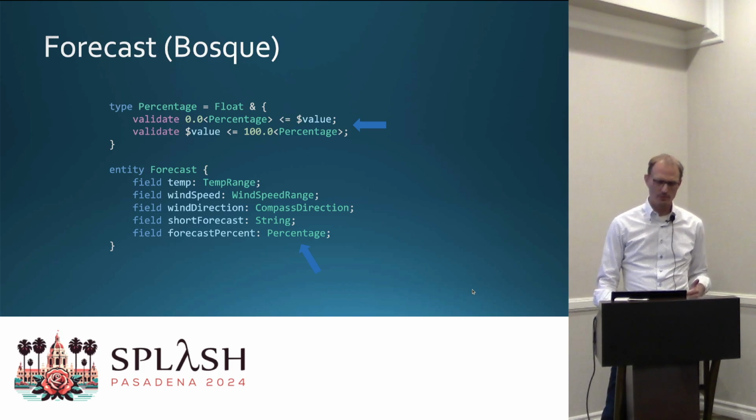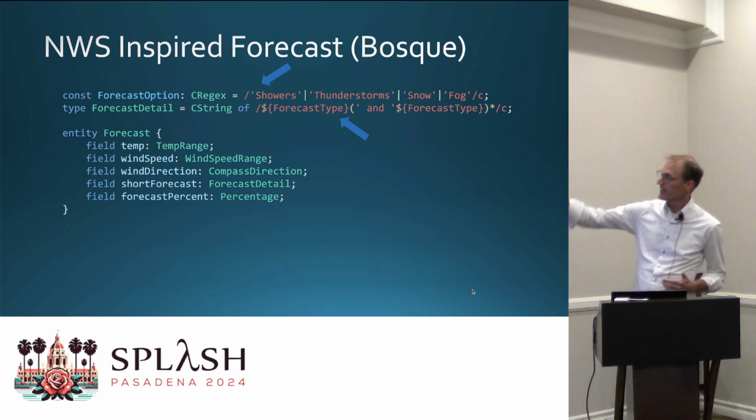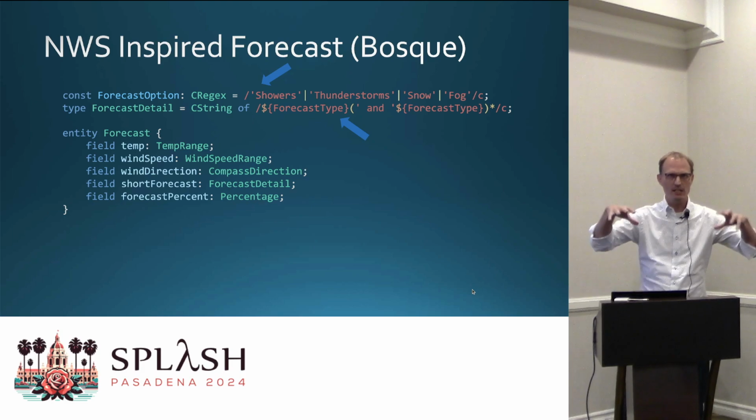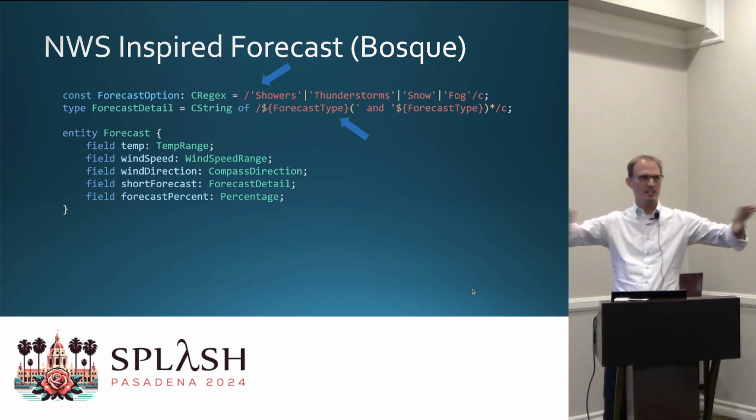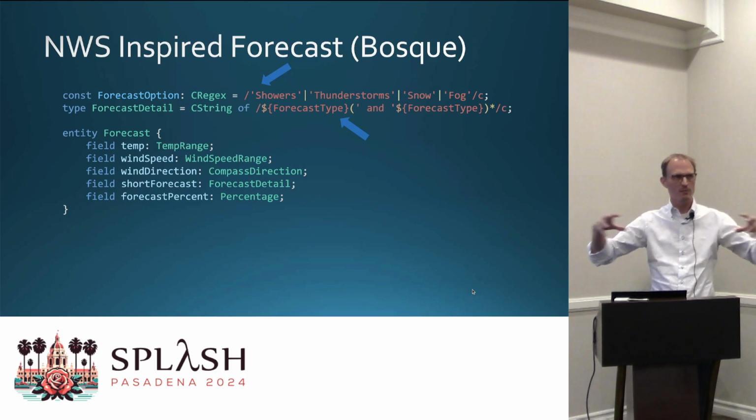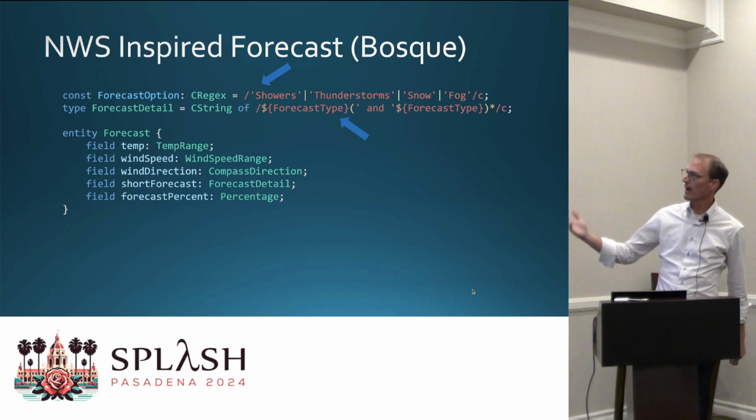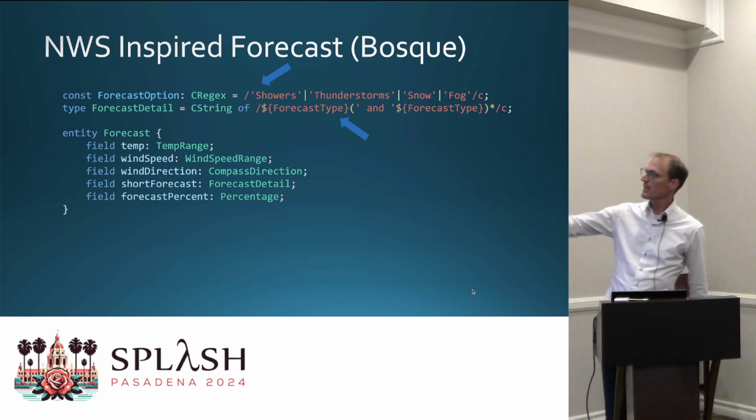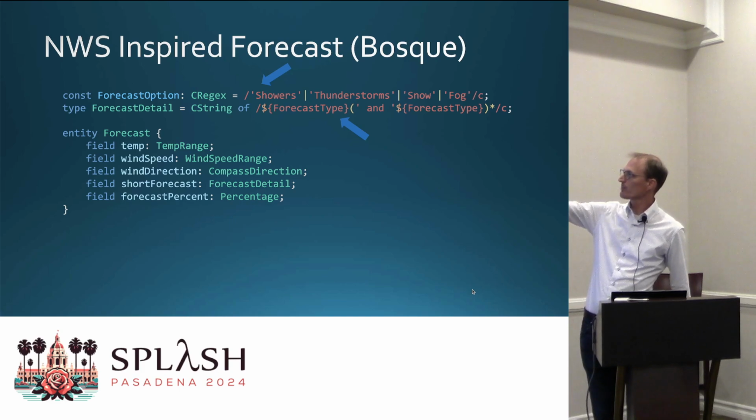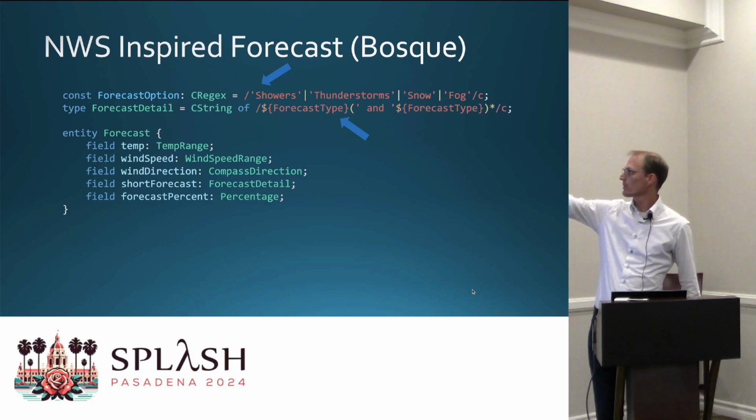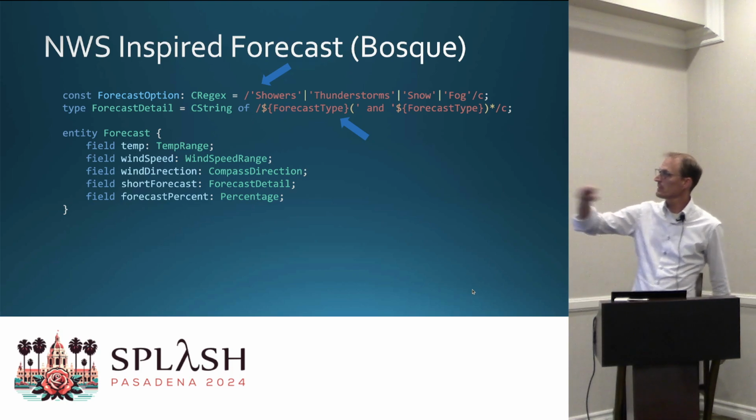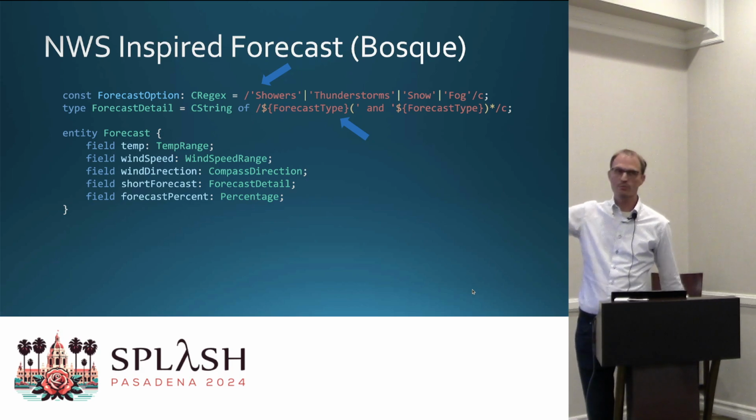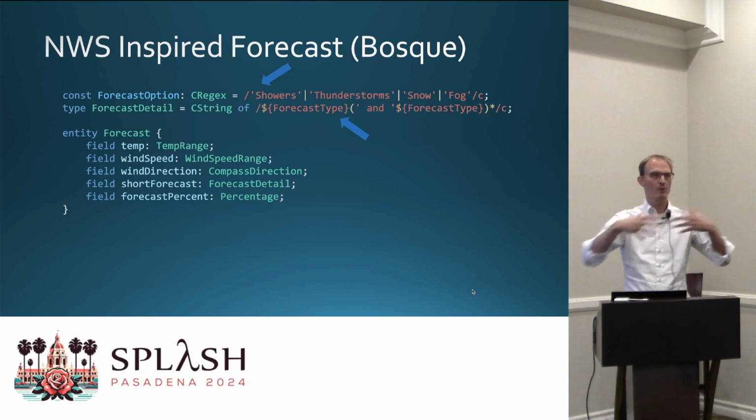But let's keep going a little bit more. We also had these weird structural strings, where there was some semantic information crammed in a string just because it was the same thing everybody talked about, but it really had semantic structure. So we want to allow people to express this semantic structure in a precise way. You can say, here's a const regular expression that is showers, thunderstorms, snow, or fog, easy. And then you can declare that I want forecast detail to be a string of some other regular expression, where you can actually compose these const regular expressions in.